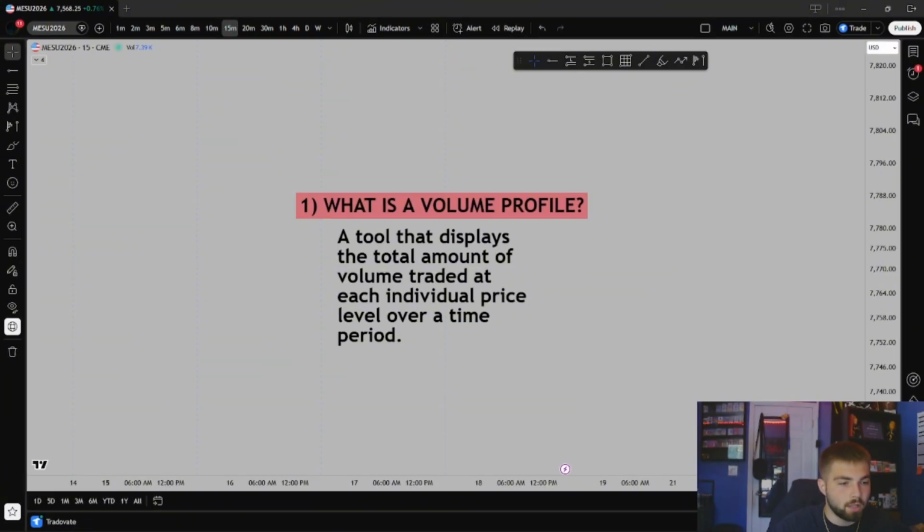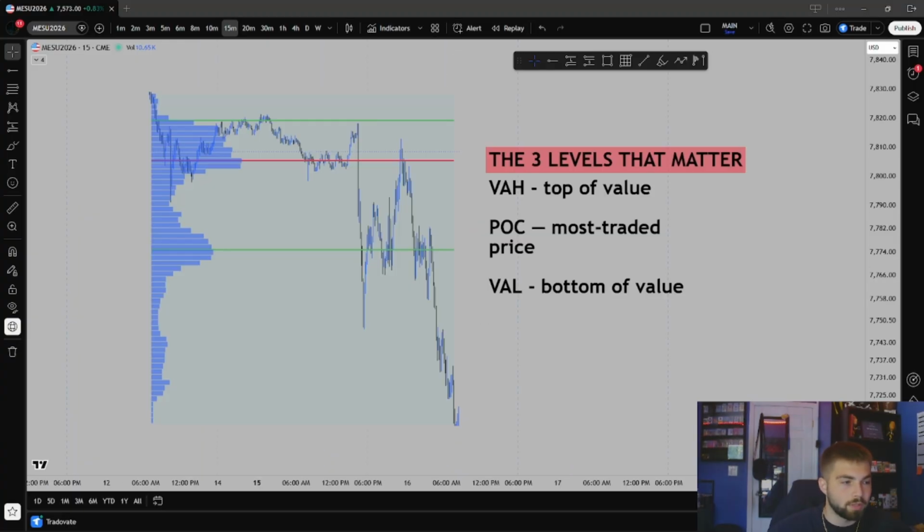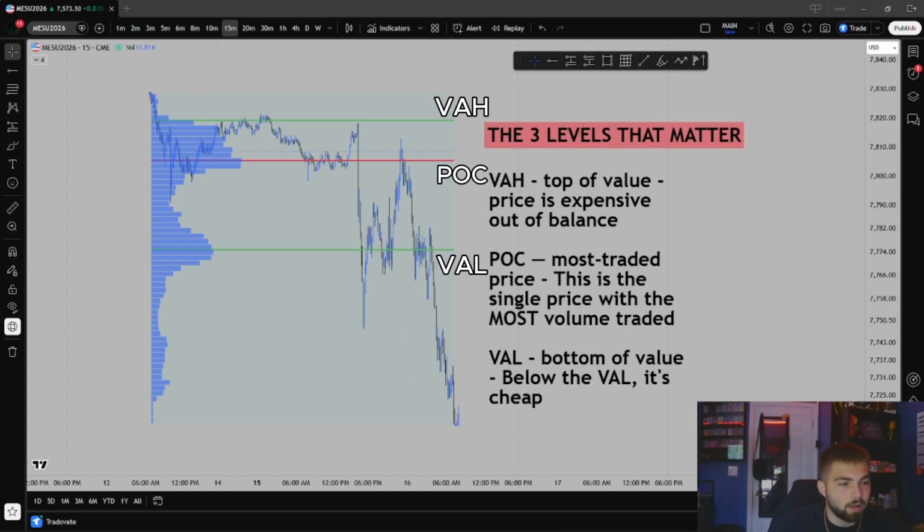All right, what is a volume profile? A tool that displays the amount of volume traded at each individual price level over a period of time. Now, going over the three levels that really matter within this whole profile, our top green line is the top of our value. The red line is our most traded area, that is called our POC, and our bottom line is going to be the bottom of value. What these three levels mean is, at the top of the value, the price is expensive and out of balance. The POC is the single price where most volume was traded, and the bottom of value is below VAL. It is a cheap discount price.